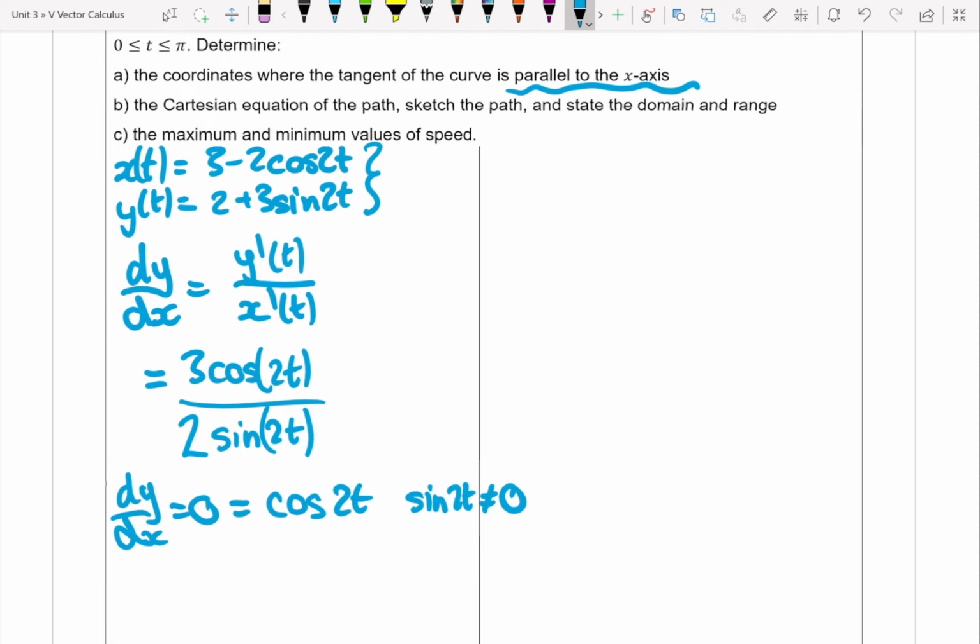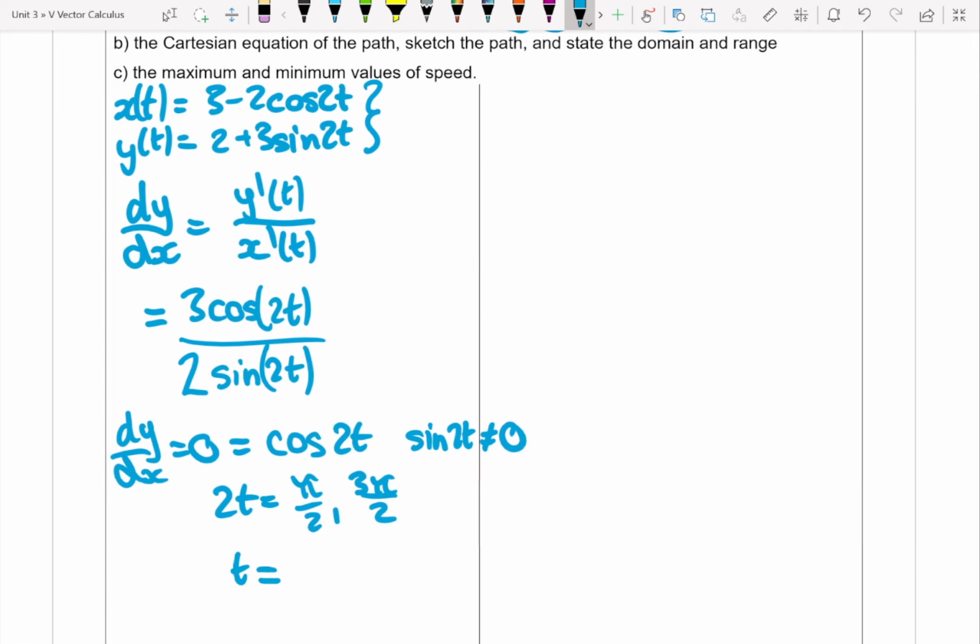undefined. So our values of t: 2t is equal to the inverse cosine of 0, which is going to be pi on 2 and 3 pi on 2 in our domain. So t is going to equal pi on 4 and 3 pi on 4.